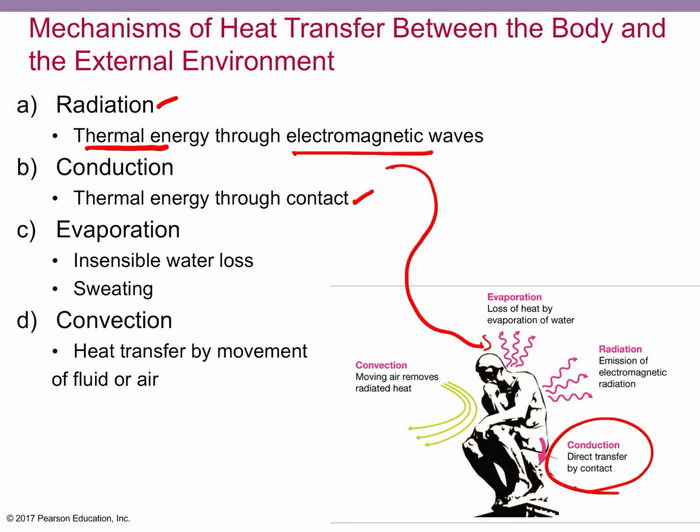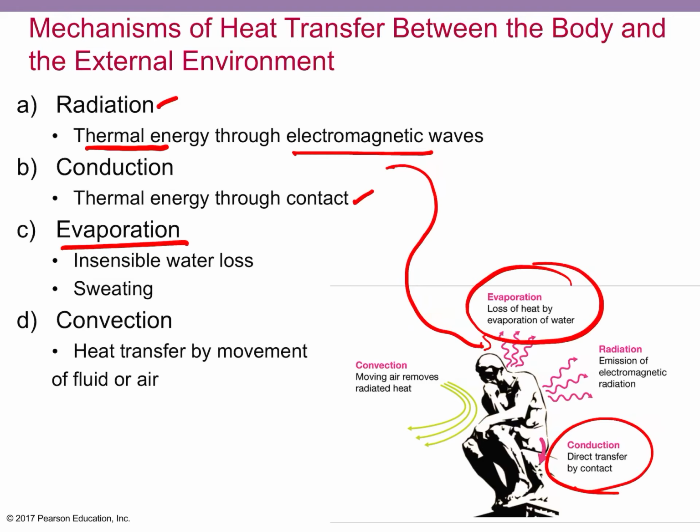What is regulated is when you start sweating through sweat glands, and this is according to your body's needs, but this is the evaporation. So when you sweat, you're going to evaporate heat into the environment as well. So here's loss of heat by evaporation of the water.